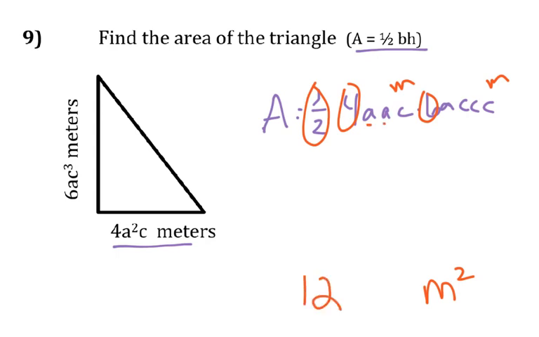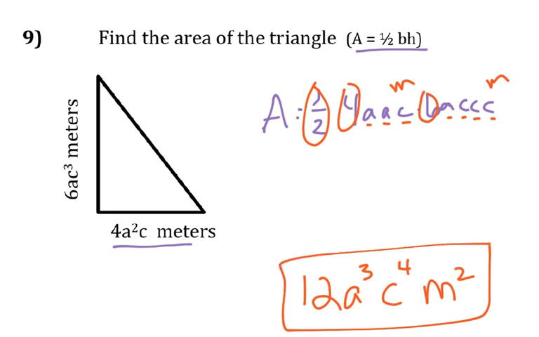And then you're going to have a times a times a, c times c times c times c. And so that's the area of the triangle. So if I know what a and c are, I could actually find a number to come up with, but this is just in terms of a and c.